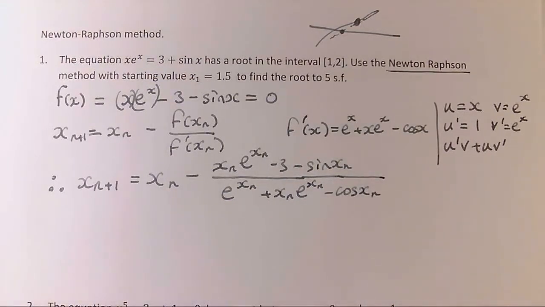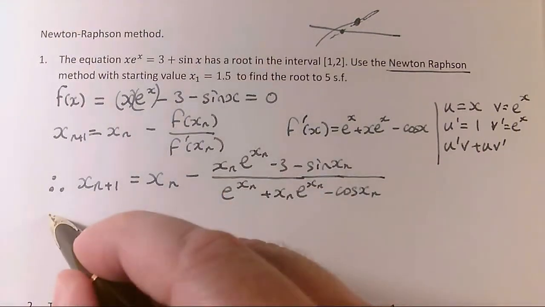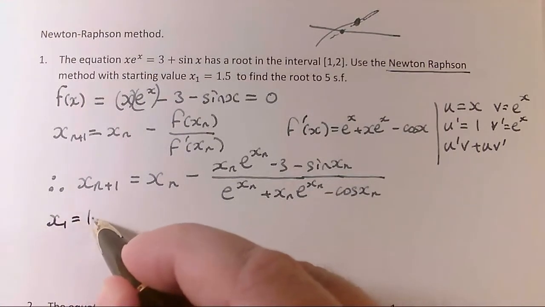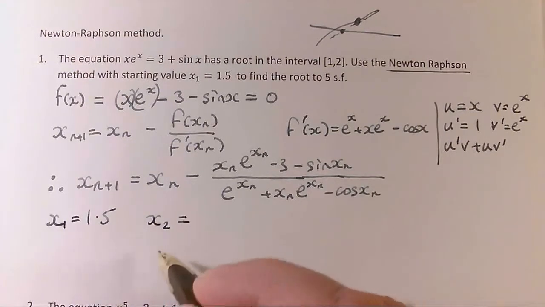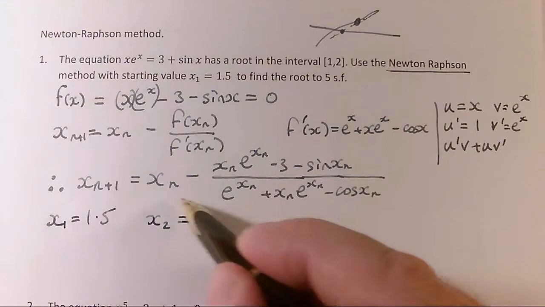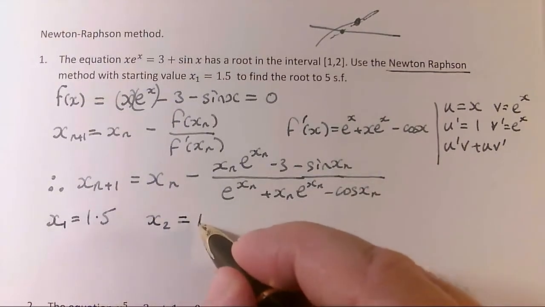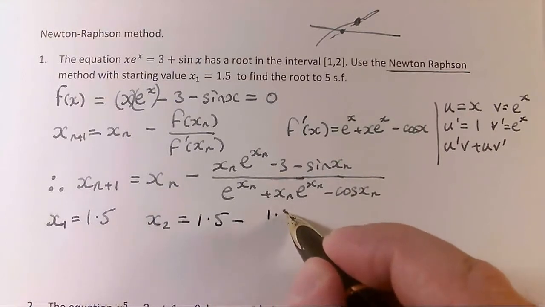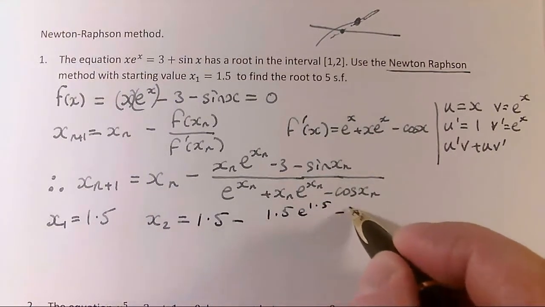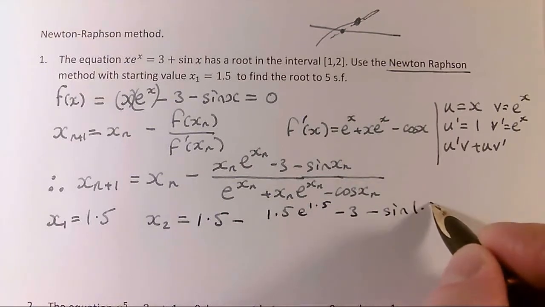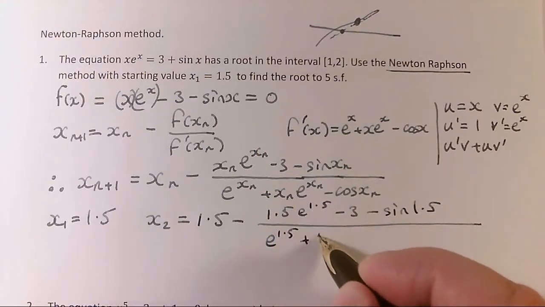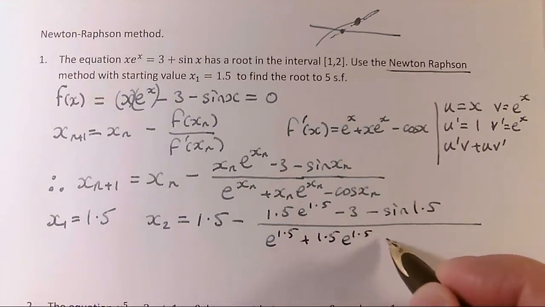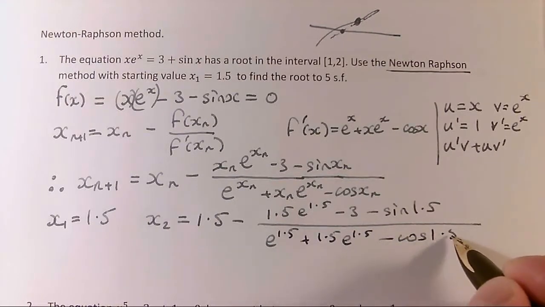So now I'm just going to get my remaining marks for showing that I know how to use it, starting with this starting value, x1 equals 1.5. Now for the first iteration, it's advisable to show all the detail for subbing that in to get x2. So I'm going to sub in 1.5 into every place in the formula where xn appears. So 1.5 minus (1.5 e to the 1.5 minus 3 minus sine of 1.5) all over (e to the 1.5 plus 1.5 e to the 1.5 minus cos of 1.5).